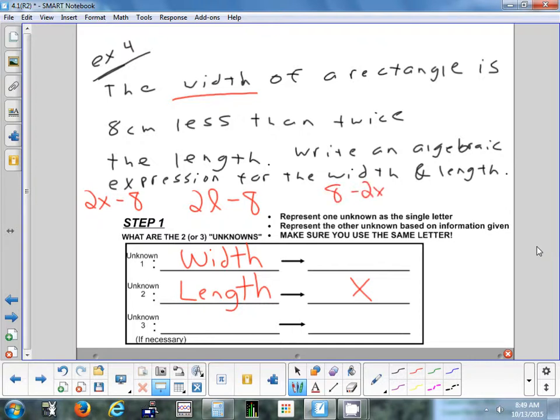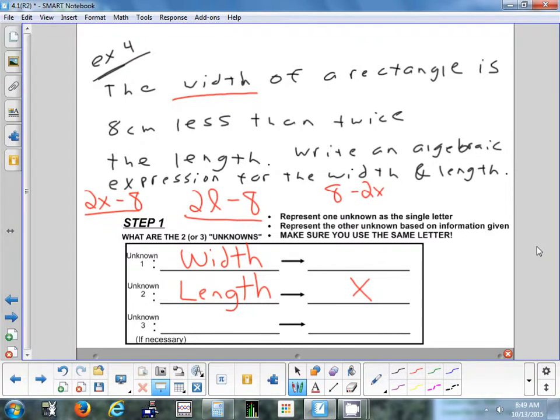Anything else? Anybody else have anything out there? Any other takers? Anybody brave enough to say what they wrote? All right? Good. They both work. All right?